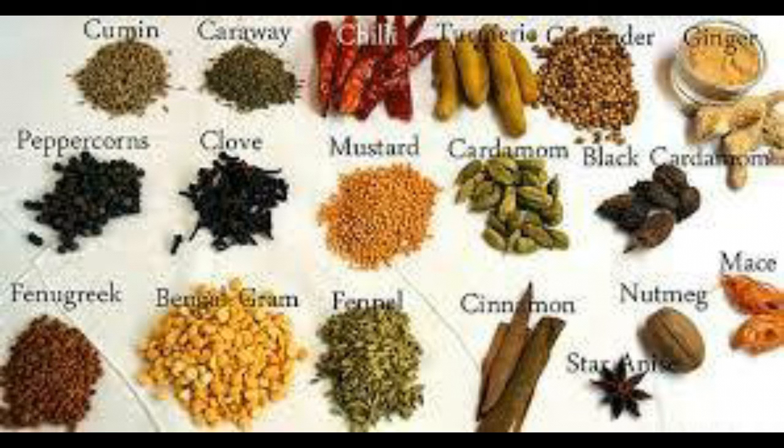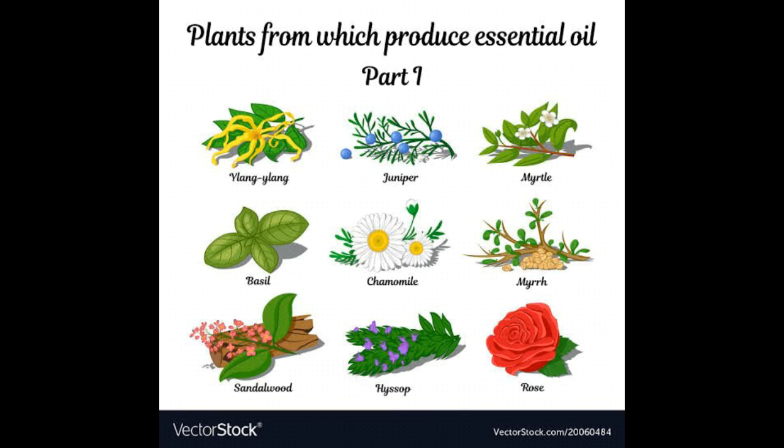Cinnamon, it is a bark. If you see, the cumin are the seeds. Pepper is also seeds. Cloves are the flowers of the plant. Fenugreek, it is also seed. The star anise, this is a fruit. So there are different varieties.